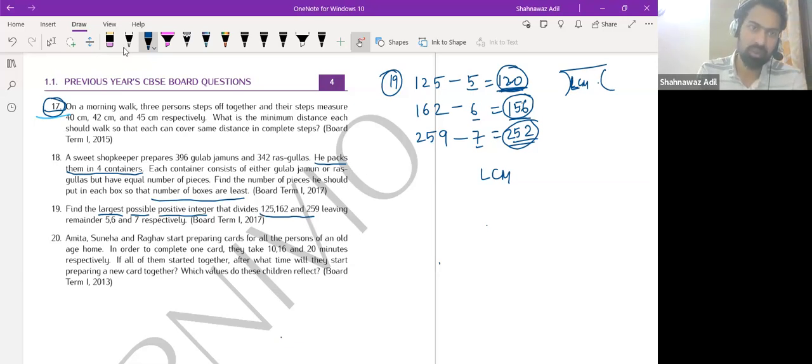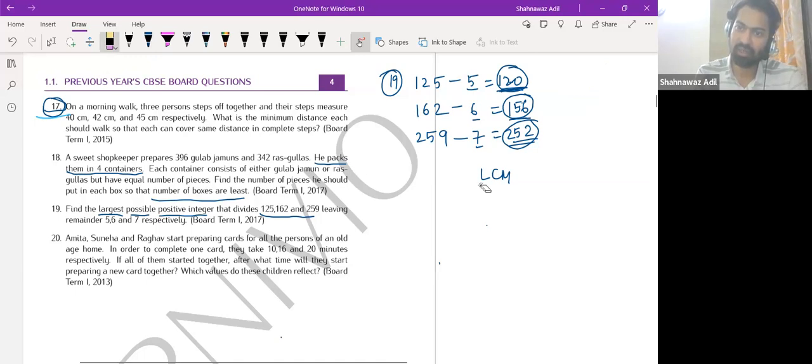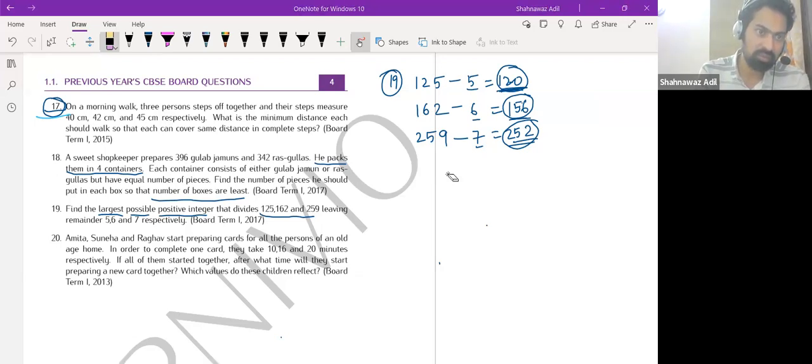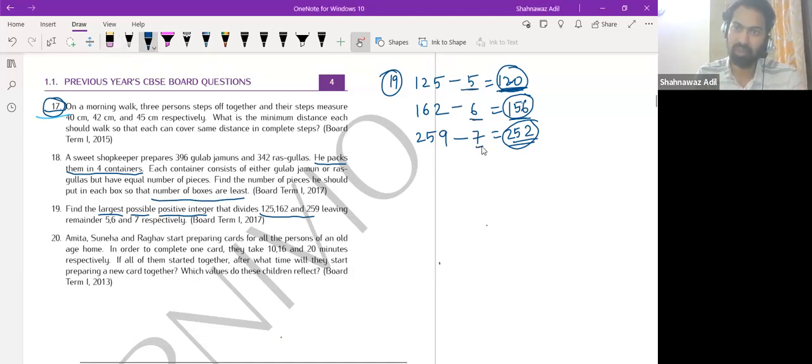So as Aisha said, is this part clear, everyone? Amar got disconnected. Okay, so is it clear that we have to calculate the HCF, and why we subtracted these numbers? Clear? Yes, sir. Okay, so please calculate the HCF and tell me what you are getting.